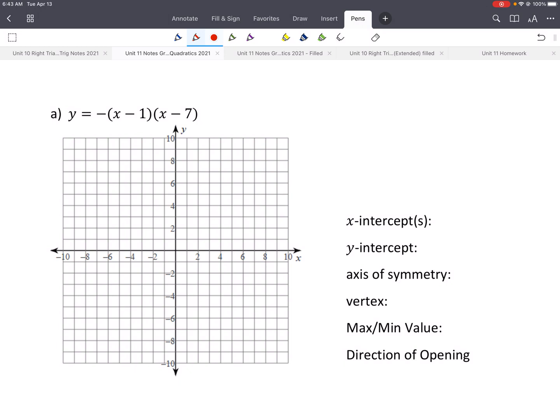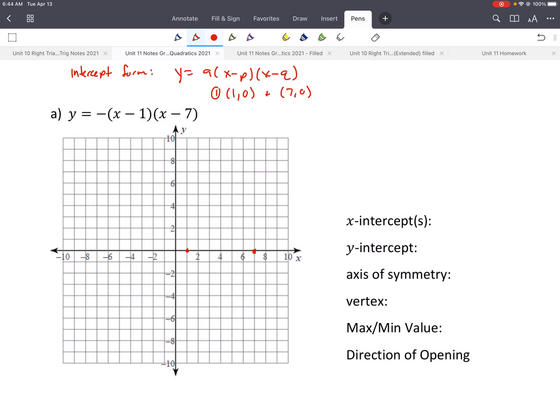This is in intercept form. Again, that is something like y equals a, x minus p, x minus q, where p and q are your x-intercepts. And again, x's tell lies. It's the opposite of what you'd think. So our first step here is to identify and plot the x-intercepts. So the x-intercepts here are going to be 1, 0, and 7, 0. Again, it's the opposite of what you would think. So we'll plot those here at 1 and another at 7.